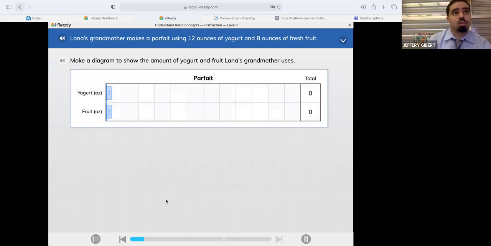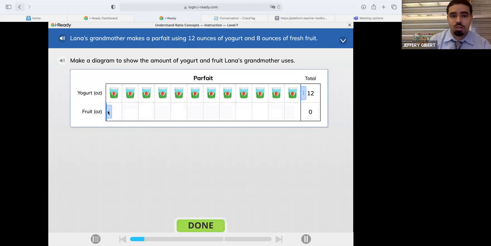All right, so 12 ounces of yogurt. So 12 ounces of yogurt, 8 ounces of fruit.